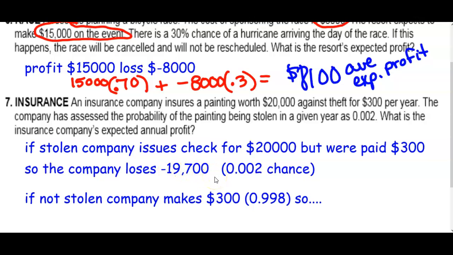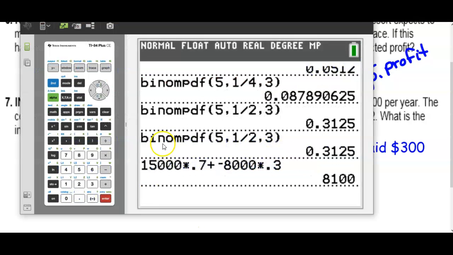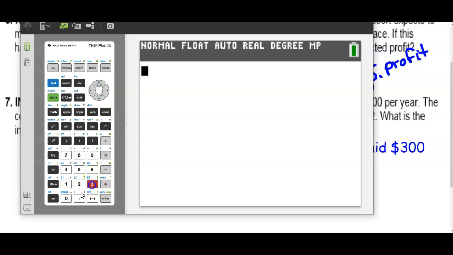$19,700, and that's only going to happen 0.002 of the time. The rest of the time, they're going to keep our $300 and run. So if I did 1 minus 0.002, I'd get 0.998. I did that right. And that time they're going to keep all $300. So let's see if I can put this in. So they get $300, 99.8% of the time.